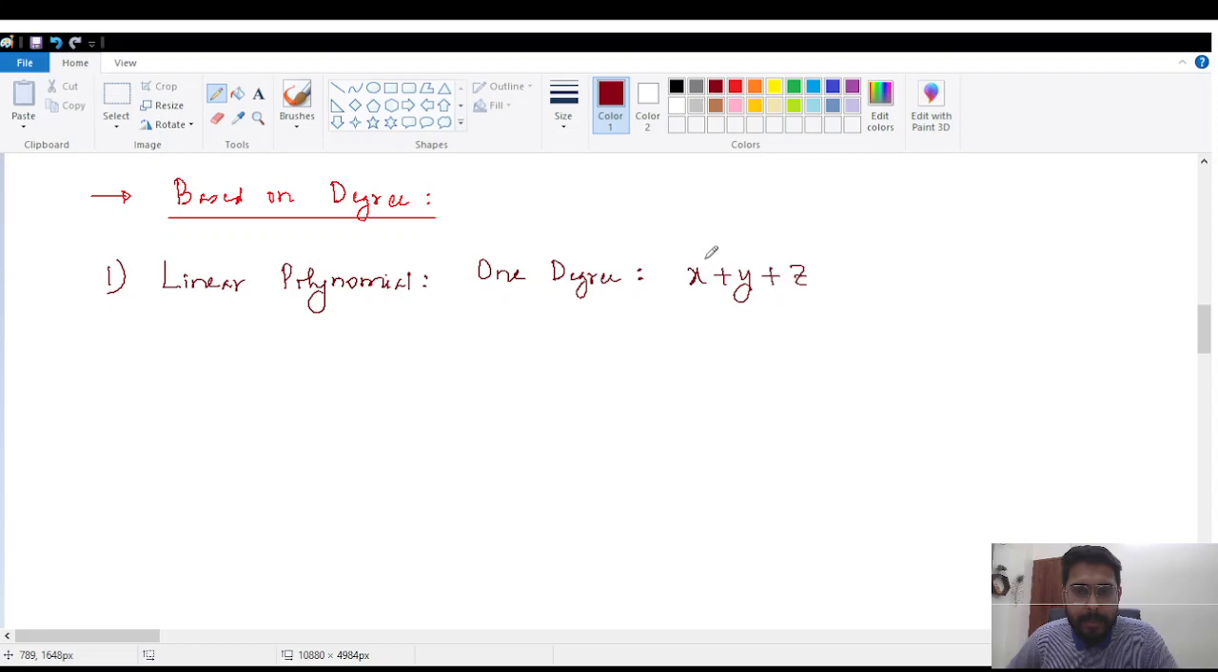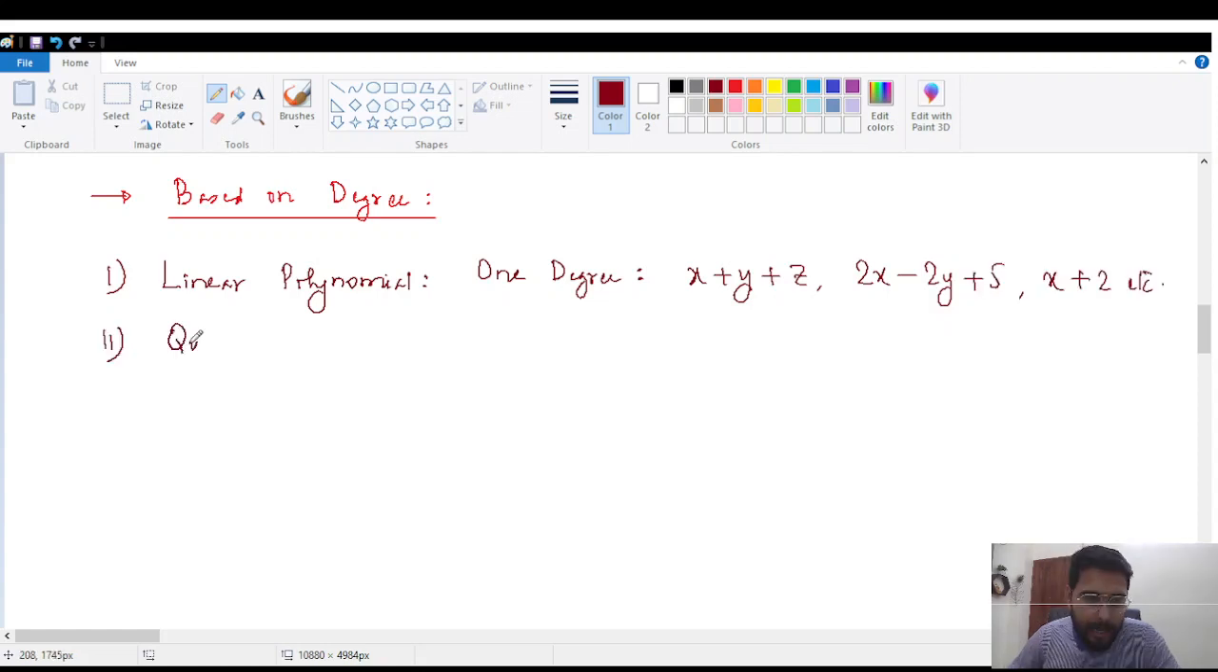Similarly, if I have, let's say 2x minus 2y plus 5, single degree. If I say x plus 2, single degree, etc. All of these are examples of single degree or linear polynomial. Linear polynomial is normally associated with straight lines. So in straight lines you will see this kind of expressions.